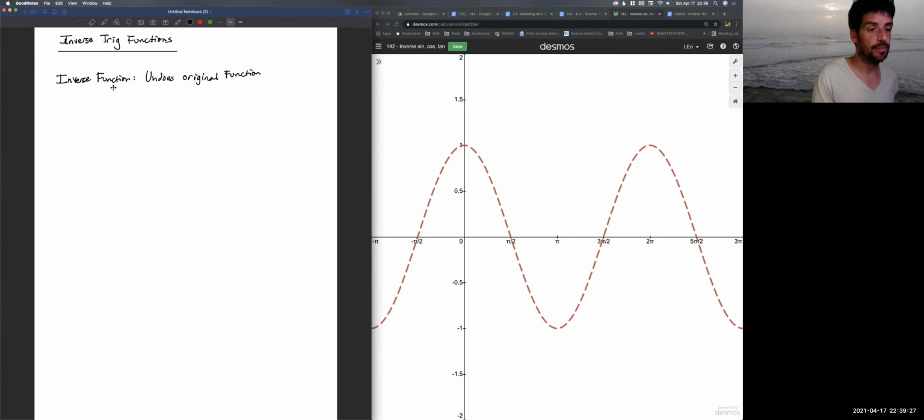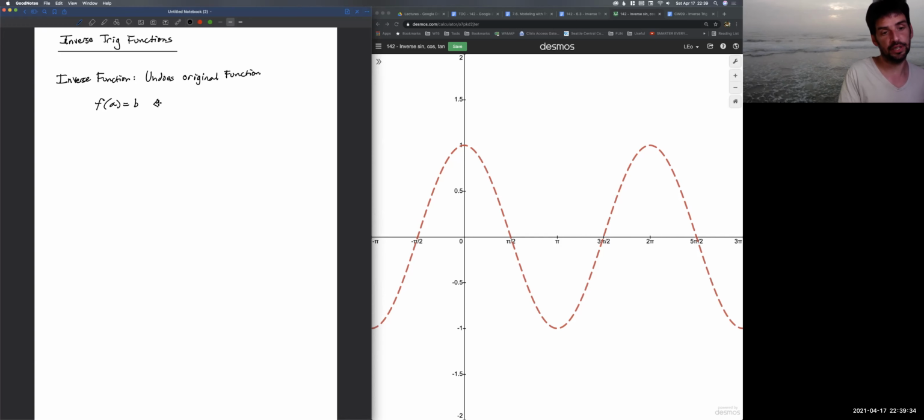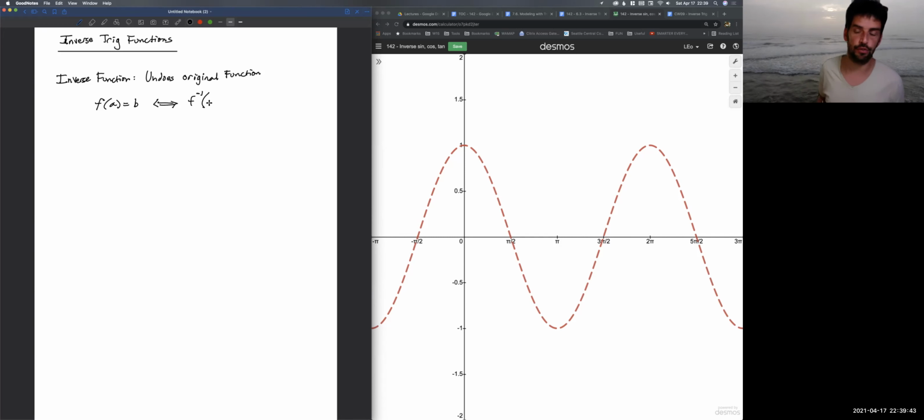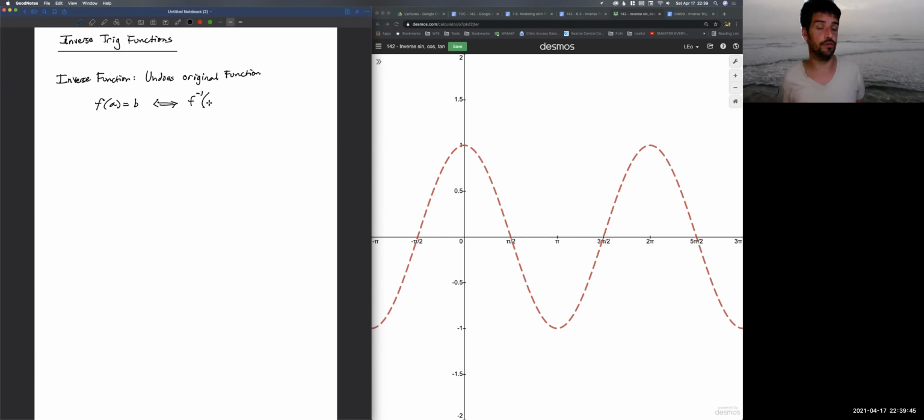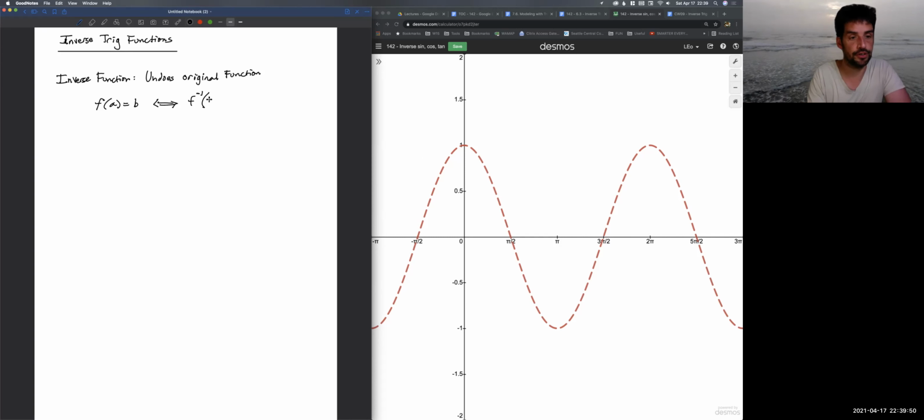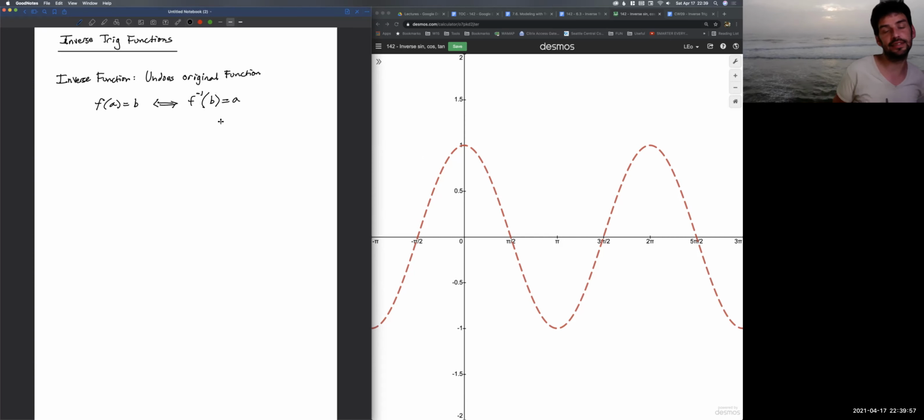What I mean by that is if I have a function f of x, and the input a leads me to the output b, then the inverse function, and the notation is f with a little -1 exponent, does not mean 1 over, okay? It's a different use of the exponents. This is f inverse of b equals a. So if I put a into f and out comes b, I put b into the inverse and out comes a.